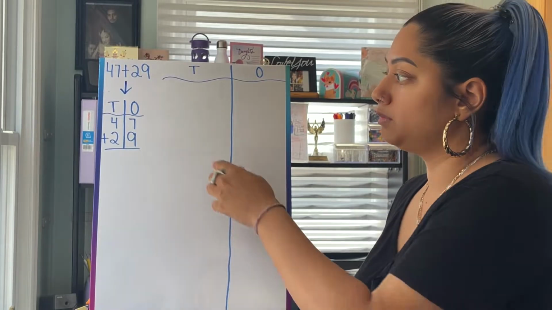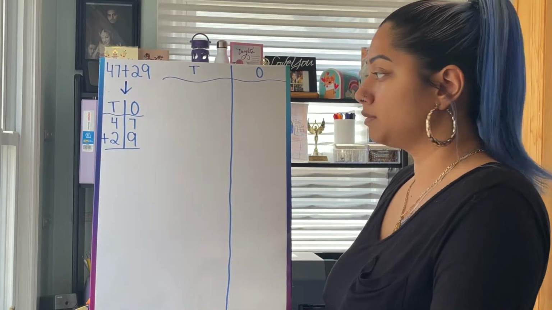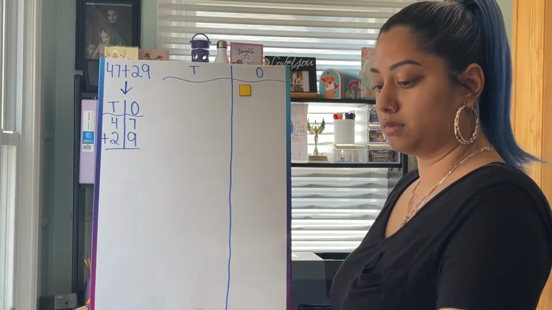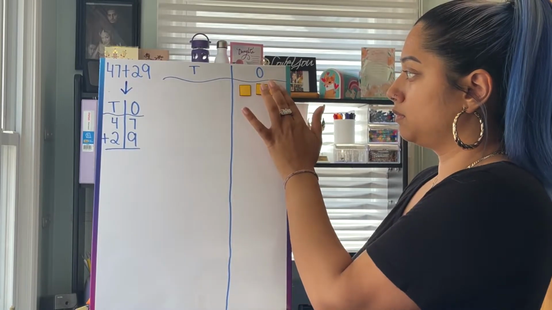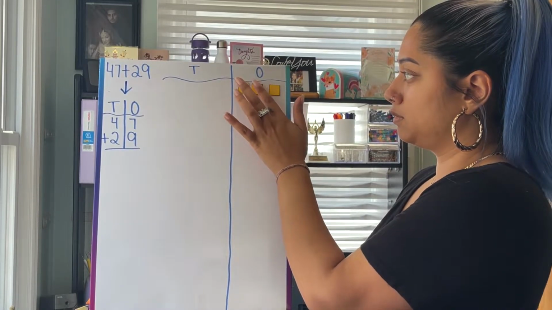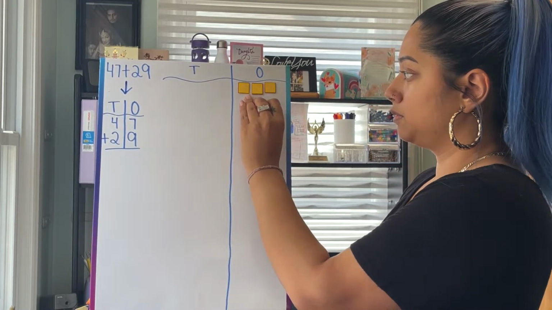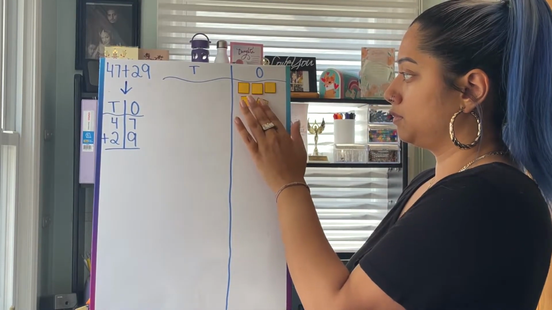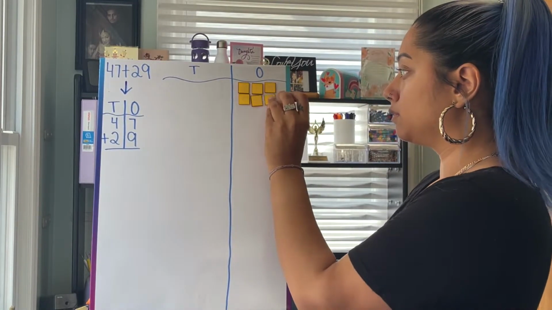So the first thing you want to do is rewrite the problem vertically and then identify the place value of your numbers. So I went ahead and created a bigger T-chart, as you can see, and I'm starting with the ones column and placing my ones in that column. Make sure that you're working number by number.